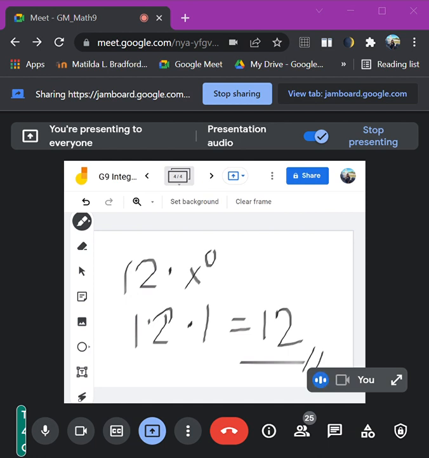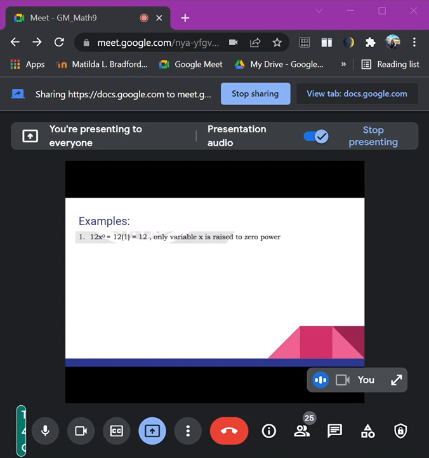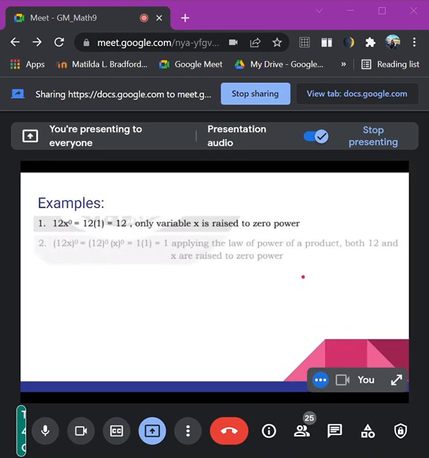So you can apply your learnings in algebra here. Okay? It does not mean that in 12x raised to 0 the exponent applies to the 12, it does not. The whole thing becomes 0 only if there are parentheses, which is a power of a power. Okay. Now, let's go to the next example.